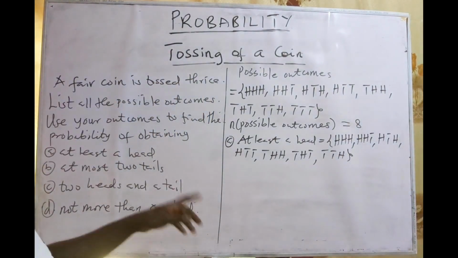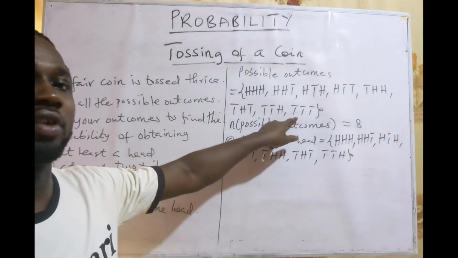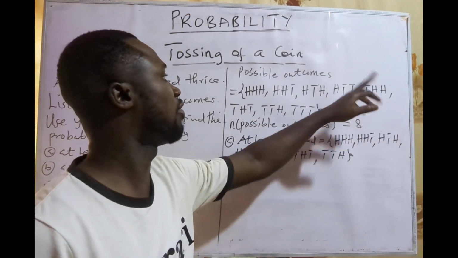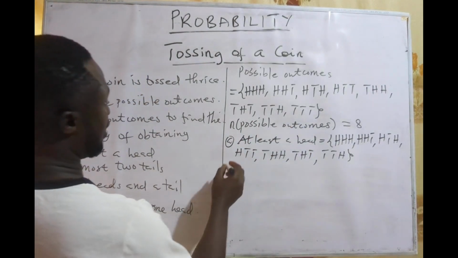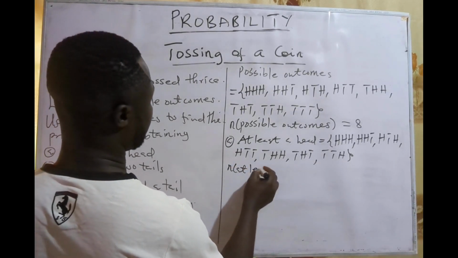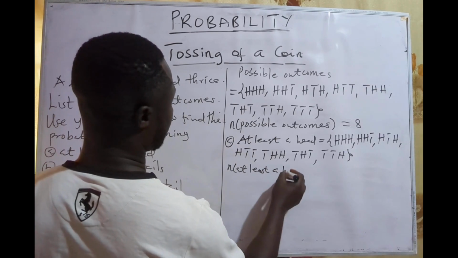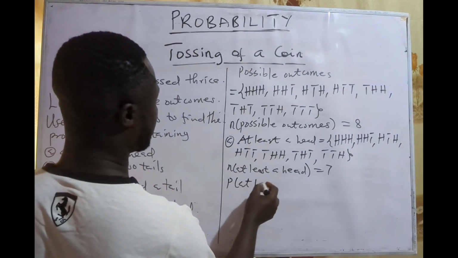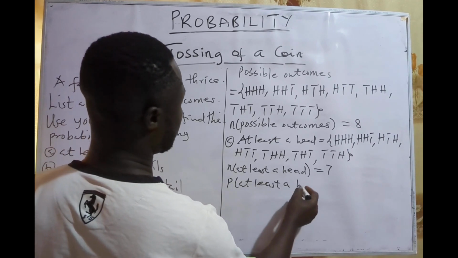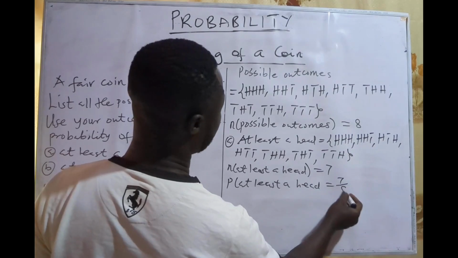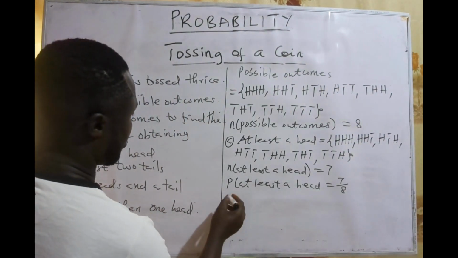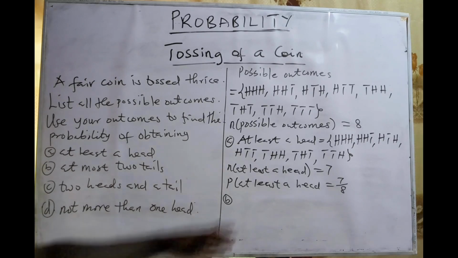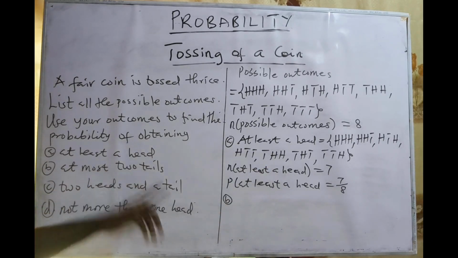So when you look at at least a head, it is only the all-tails outcome that doesn't have any head. At least a head means one head or more. So 1, 2, 3, 4, 5, 6, 7 all give us at least a head. Therefore, the number of at least a head is going to be 7. So the probability of at least a head is going to be 7 out of 8. So 7 over 8. That is the probability of at least a head. 7 over 8. Okay, we cannot further simplify. So let's continue. At most 2 tails.